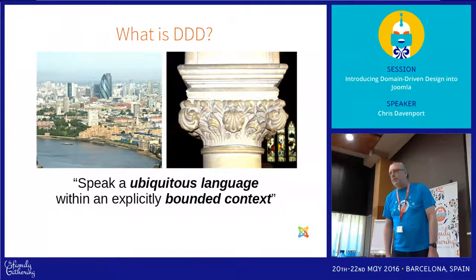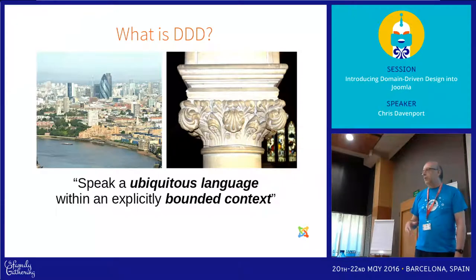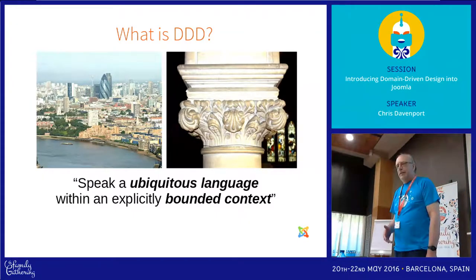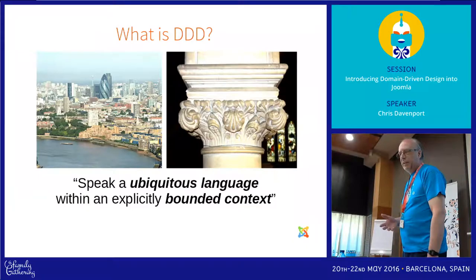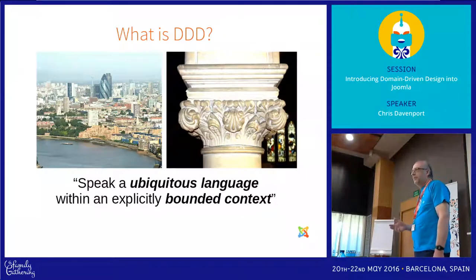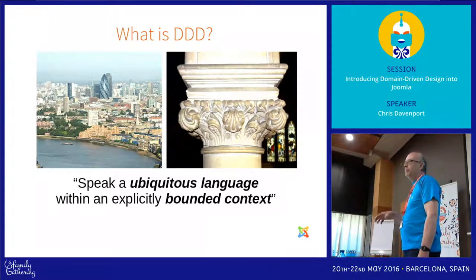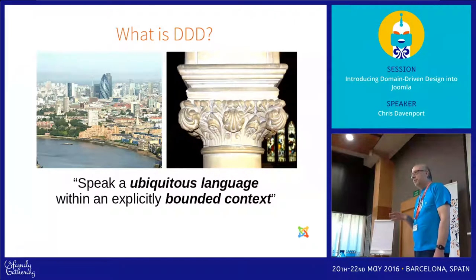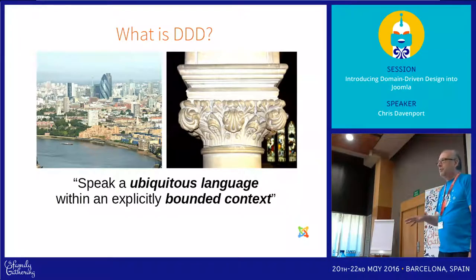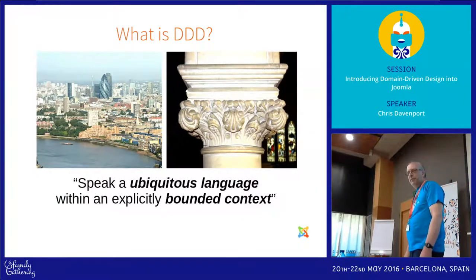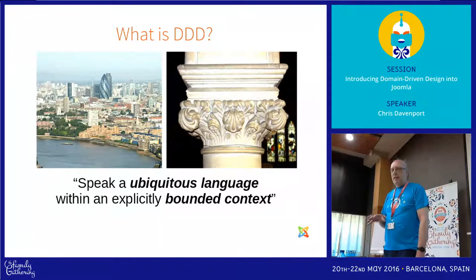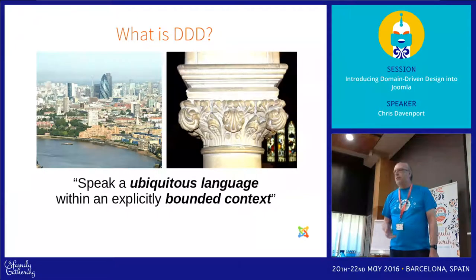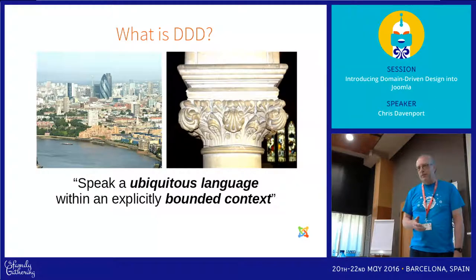And the third point he makes is that everyone involved in the project must speak the same language. This is the ubiquitous language. It doesn't mean that developers have to learn the language of the domain experts, because the domain experts must also be prepared to learn or to adapt the language that is required to understand the software. So you have to converge on a common language. And that language has boundaries, so it's only valid within certain contexts, what Evans calls a bounded context.